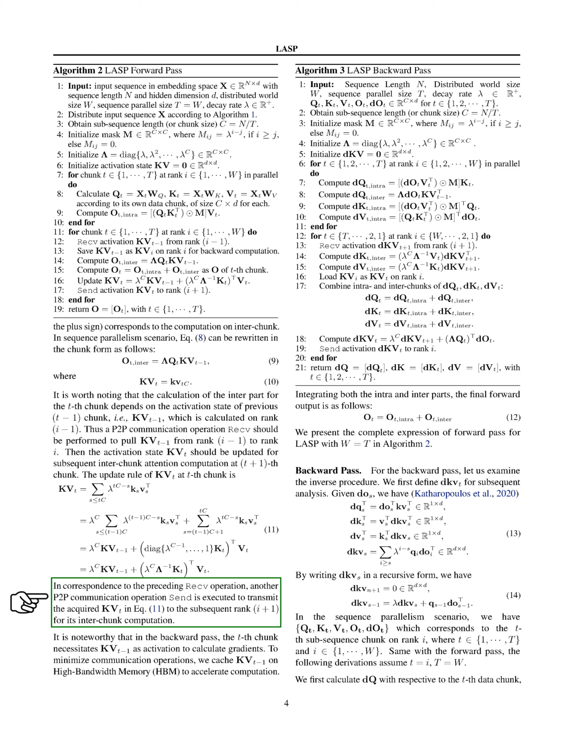The final forward output is a combination of both intra and interparts. In the backward pass, the TTH chunk needs the previous activation state to compute gradients. To reduce communication, we store the previous activation state in high bandwidth memory, HBM. The complete expression for the forward pass in LASP with W equals T is detailed in the algorithm.